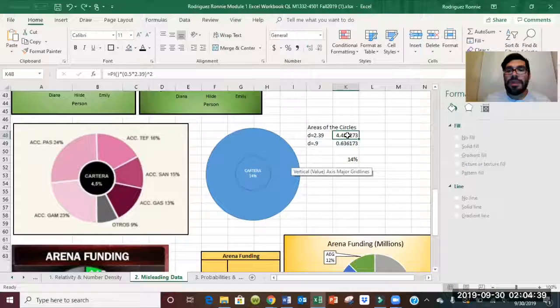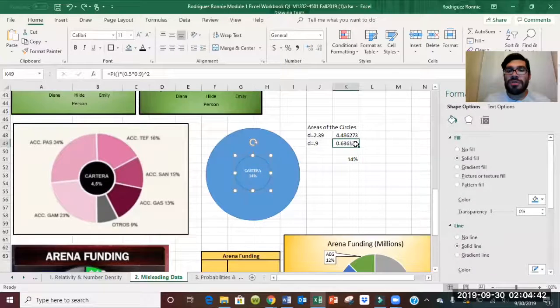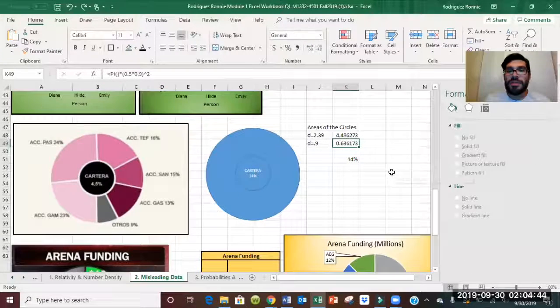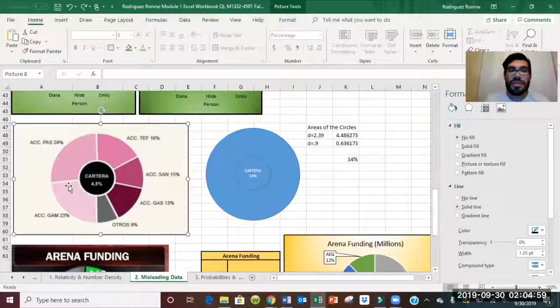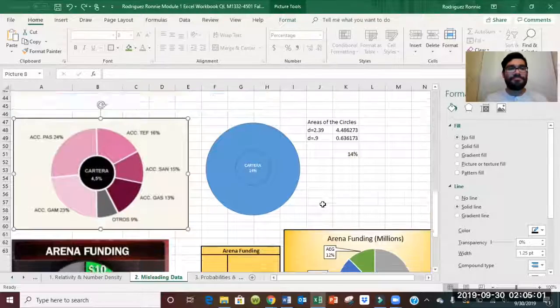And so we got that number here, and then the area of the smaller circle is here by using that same formula. And then what you do to get the percent of the smaller circle from the bigger circle is you take the smaller circle number, divide it by the bigger number. Here's our formula, and you can see that it's actually 14% of the bigger circle, not 4.5%.